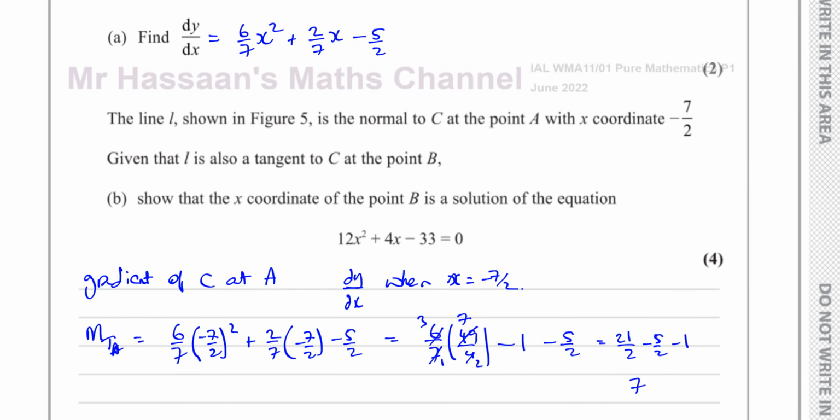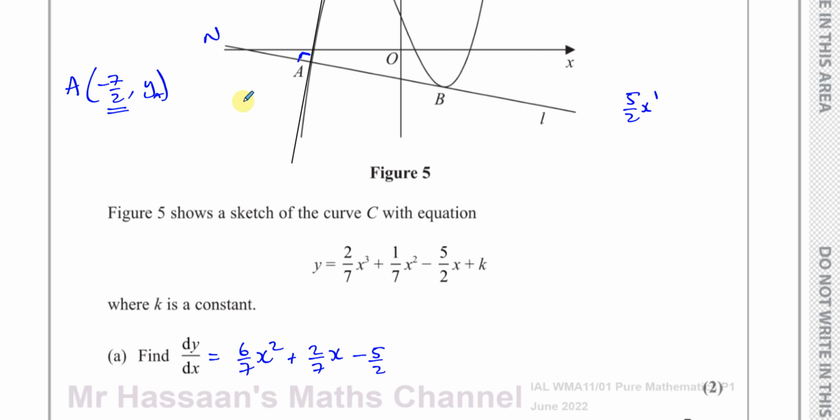So what we can say about this is, I'll put that over there to save some space. The gradient of the tangent at A is equal to 7. Therefore, the gradient of the normal at A is equal to its negative reciprocal, which is 1 over 7, which is also equal to the gradient of the tangent at B, because the normal at A is also the same line as the tangent at B.